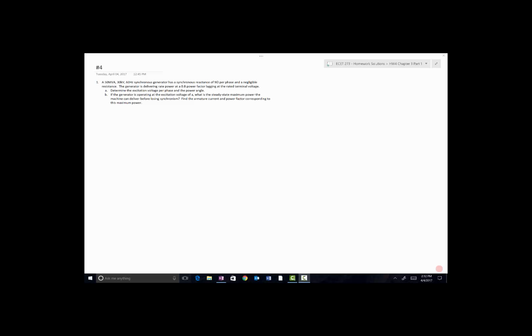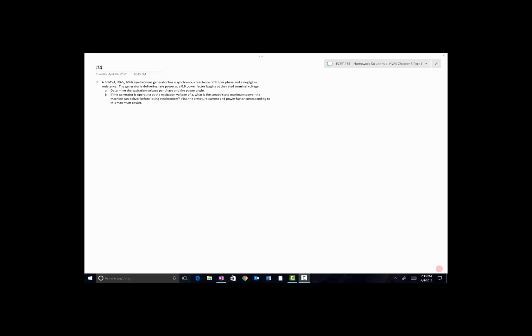Homework solution 4.4. A 50 MVA, 30 kV, 60 Hz synchronous generator has a synchronous reactance of 9 ohms per phase and negligible resistance. The generator is delivering rated power at 0.8 power factor lagging at the rated terminal voltage. Determine the excitation voltage per phase and the power angle.